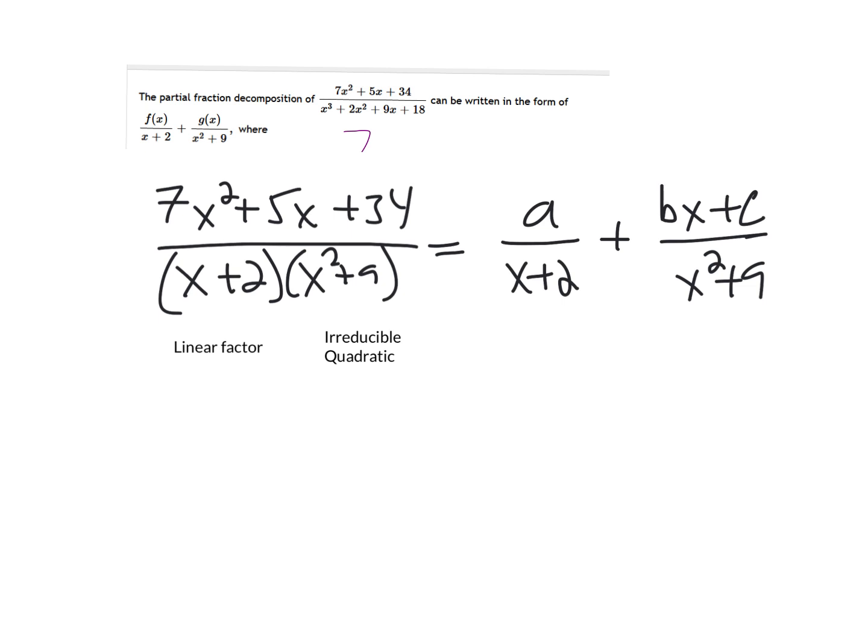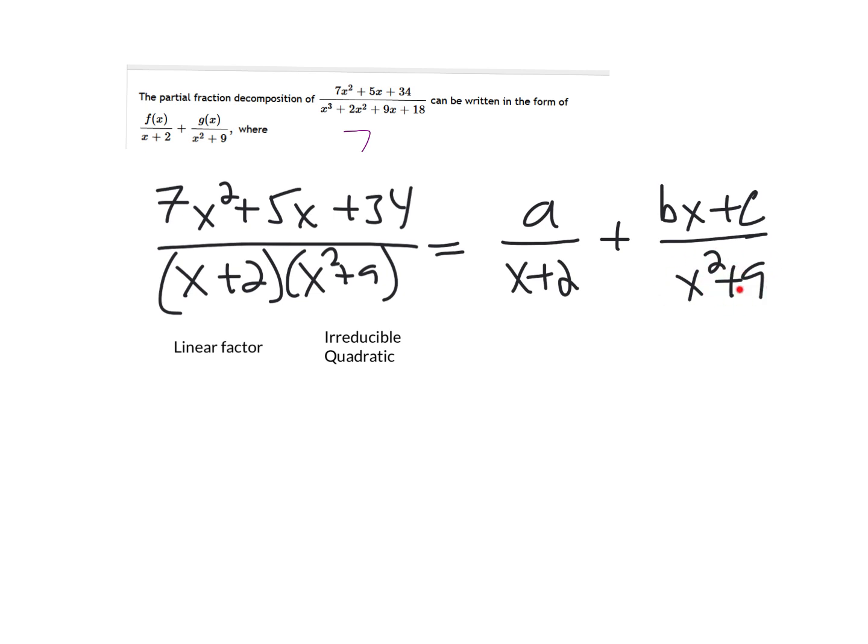And then because we know that the first factor is a linear factor, mx plus b, and this is an irreducible quadratic. In other words, we can't factor x squared plus 9. If it were x squared minus 9, it would have been a difference of two squares, but this isn't, so we're done with that. We can't factor it. So for the linear factor, we just stick a constant on top.